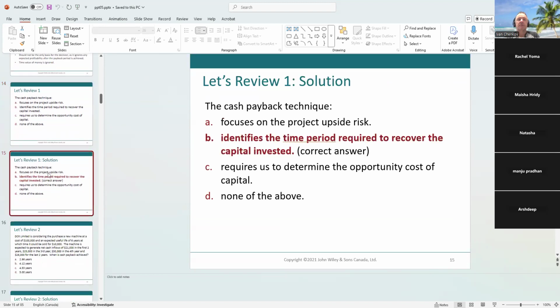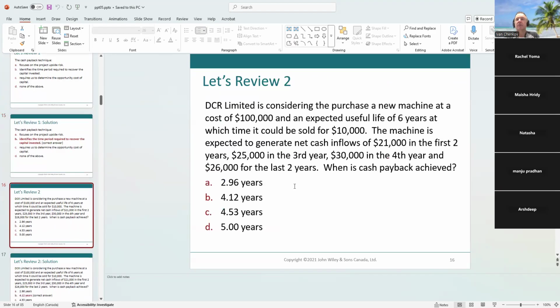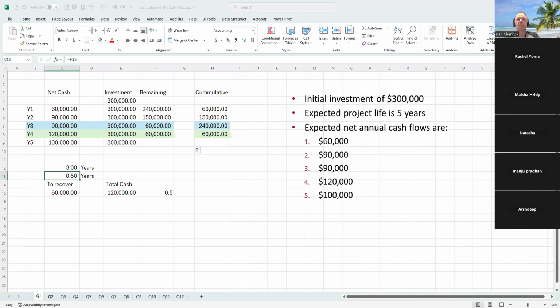We already answered this question. The answer was to identify the time value required to initial capital. And let's do this one together. In order to do that, let's move back to the Excel spreadsheet.